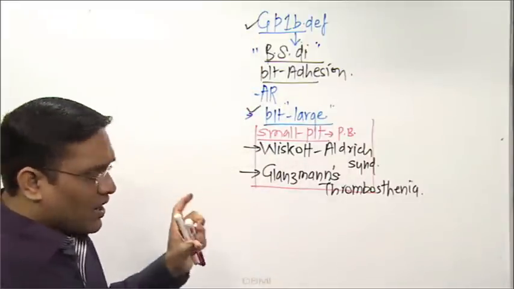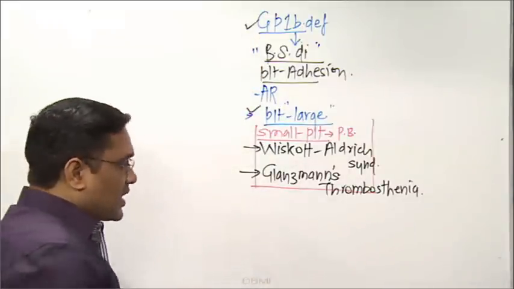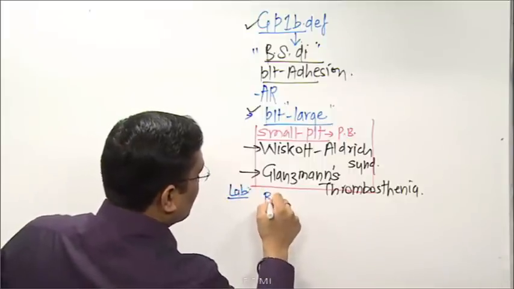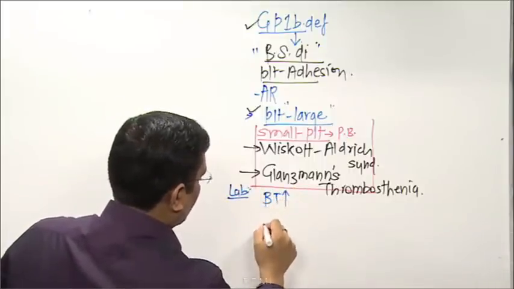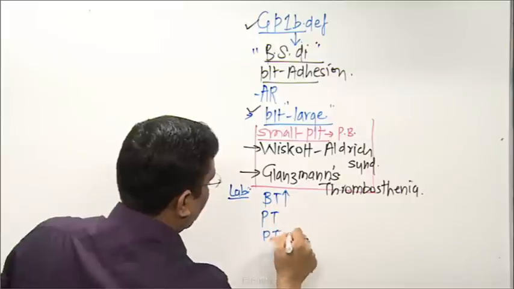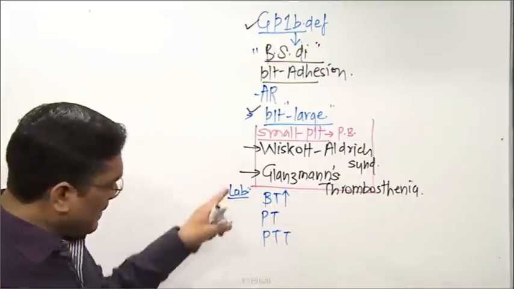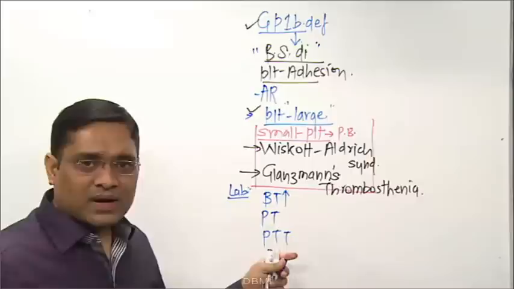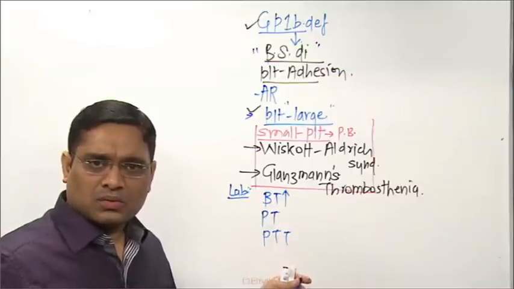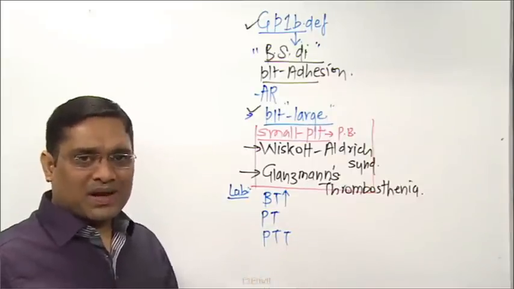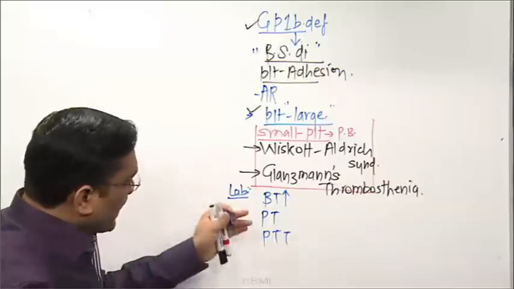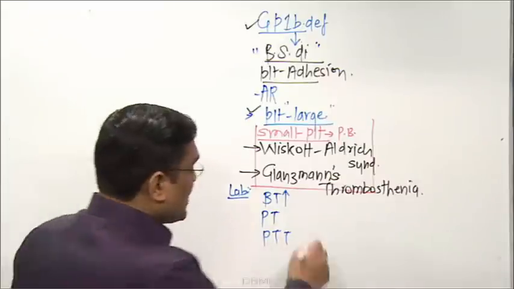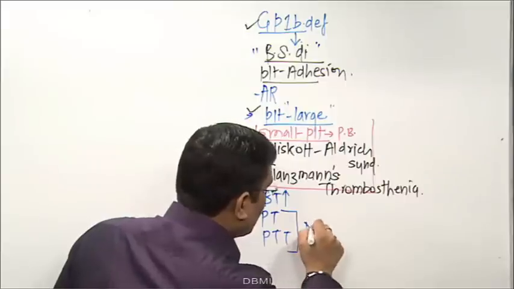If you check the lab findings of Bernard-Soulier disease, you will see that bleeding time is prolonged. What will happen to PT and PTT? Is it a clotting factor deficiency? No, not at all. It's a platelet disorder. So in Bernard-Soulier disease, since clotting factors are normal, PT and PTT both will be normal.